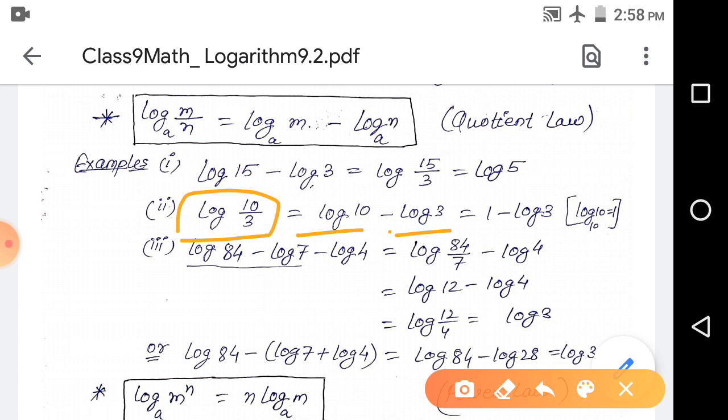Minus is here because of this division sign. Now this log 10 is equal to 1, as you all know. Log 10 with base 10 is equal to 1, so it is 1 minus log 3.